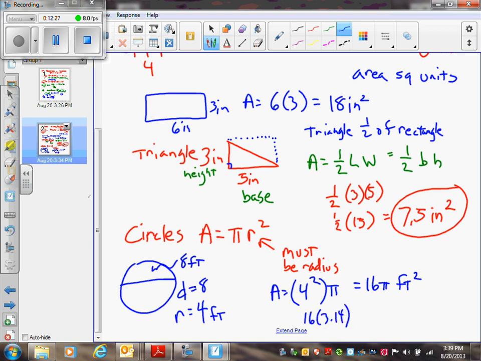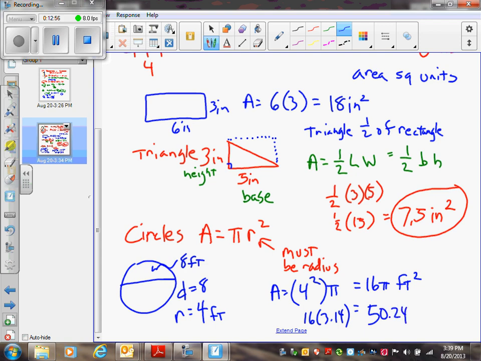Hang on while I get a calculator, because I know it's like 49 something, maybe 50. Oh, wait, clear. Not 48 times 3.14, 16 times 3.14. 50.24? Yeah, I've done this a million times.